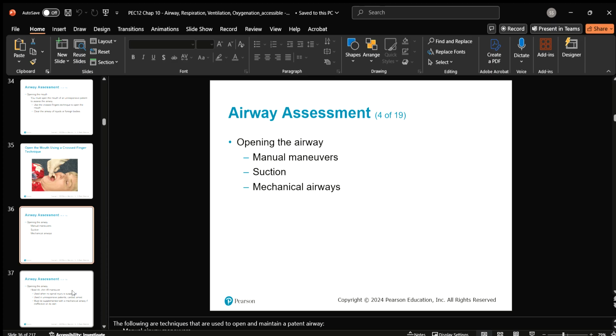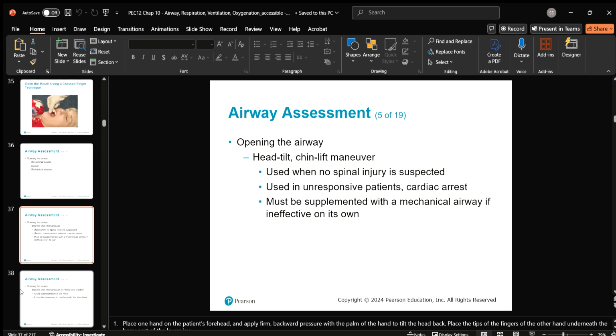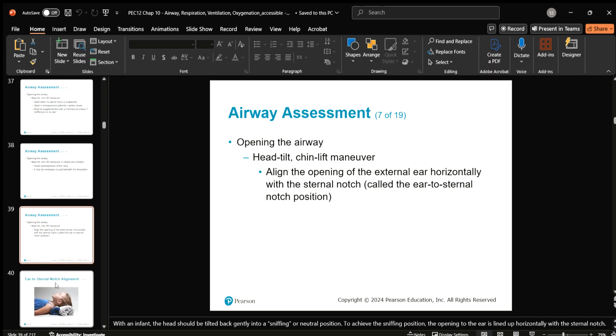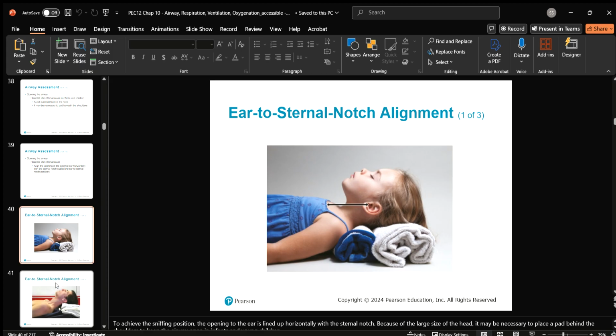All right, so when we open up the airway, manual maneuvers, we just talked about those: head tilt, chin lift, or jaw thrust. We may have to suction the airway. And when we talk about mechanical airways, we're talking about OPA, NPA, and then moving on to the iGel. Head tilt, chin lift, we know this. It may be necessary to place a pad beneath the shoulders, especially in our pediatric patients. And here's a good example of that. We need to place some towels under them because their heads are proportionately larger than that of an adult.